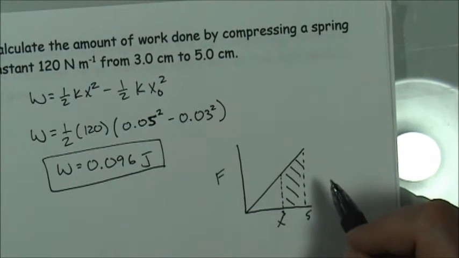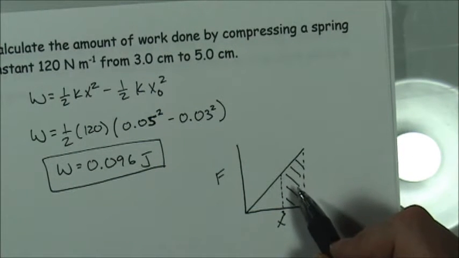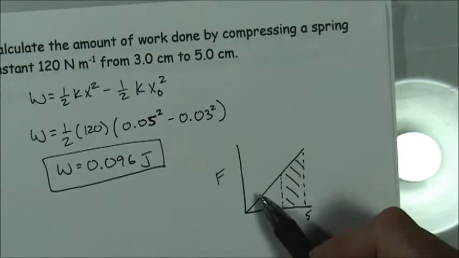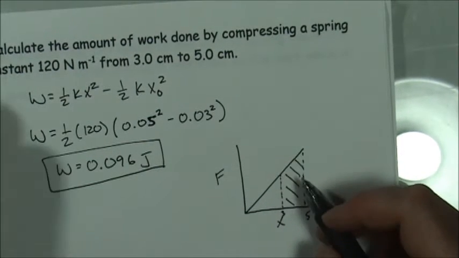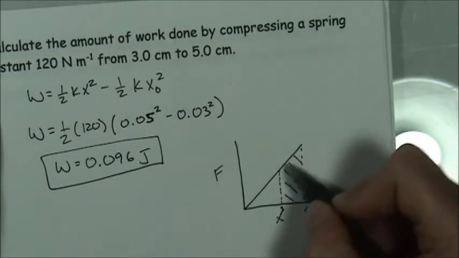Now, obviously, one thing that I could have done is if I was just looking at the graph, and let's say I didn't know what the spring constant was, and I didn't want to waste time figuring out what it is, what I could have also done is just use the values from the graph.